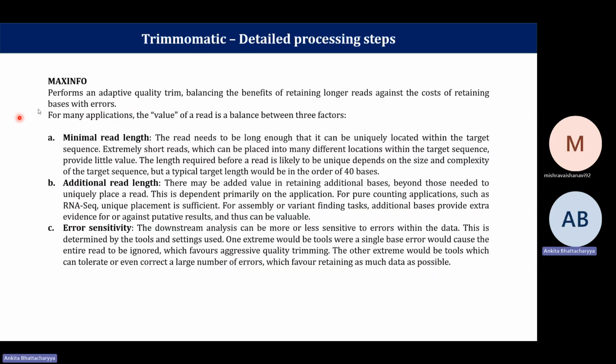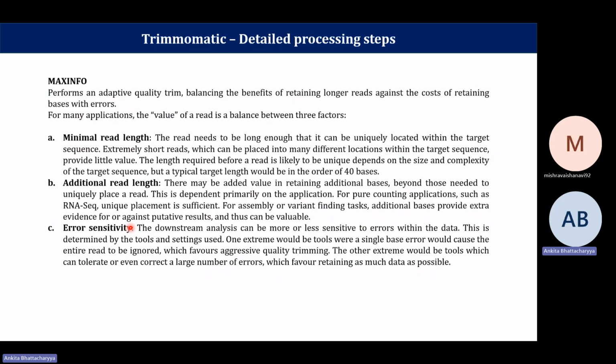Okay. So what was I discussing? The max info parameter of Trimmomatic. So the first parameter was minimal read length, where you want your read to at least have a certain length, which can make it more reliable. Second, you can specifically set the command for the tool so that you can have some additional bases depending upon your application.